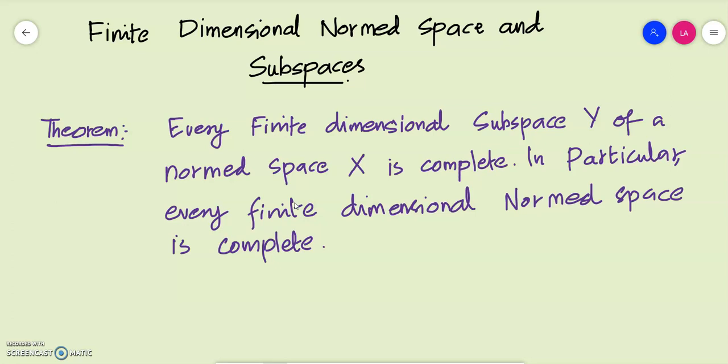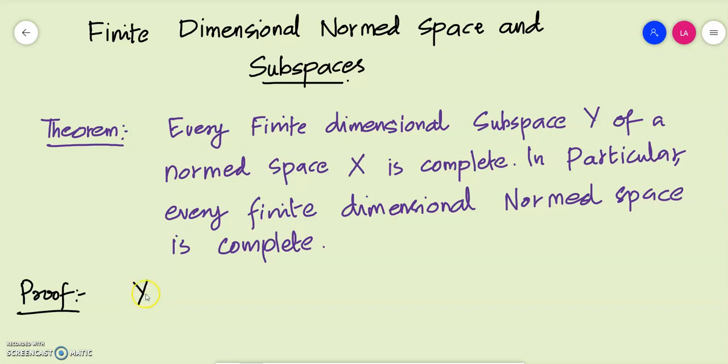In order to prove this theorem, we have to take an arbitrary Cauchy sequence and establish that the sequence converges in the space itself. So let's move on to the proof. What we are going to do is take an arbitrary Cauchy sequence, and we will prove that the Cauchy sequence converges in the space itself.